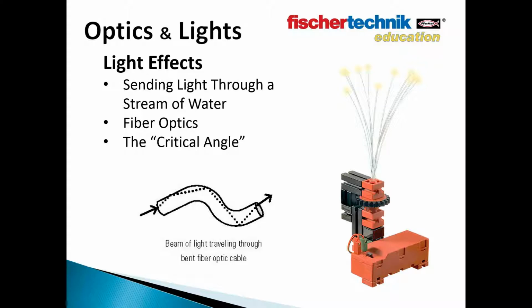Different light effects are examined next. Students are told about the experiments conducted by physicist John Tyndall back in 1870 when he was able to send light through a stream of water. This is related to the use of a fiber optic cable, where light is reflected until it reaches a certain angle, referred to as the critical angle. Then the light is finally able to escape at the end of the cable and exit as a light spot, but at no other point in the cable.